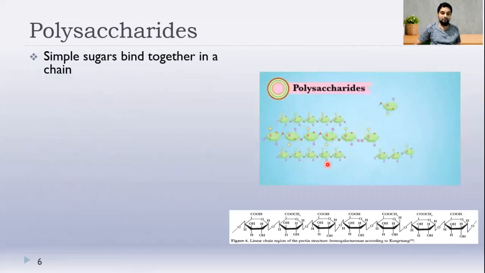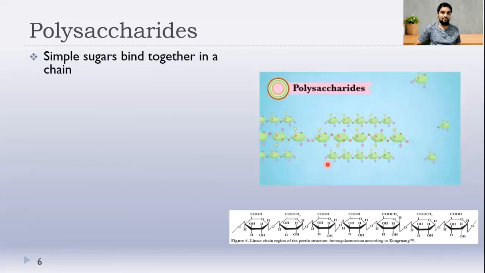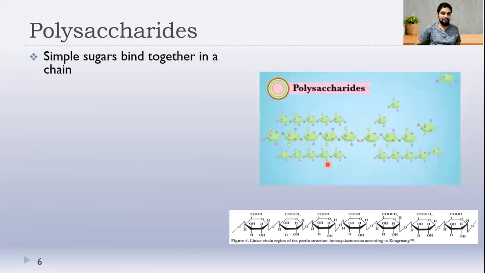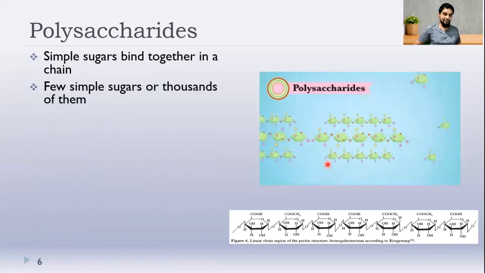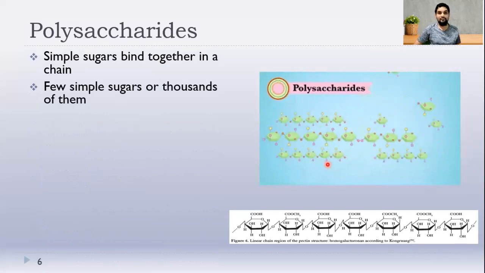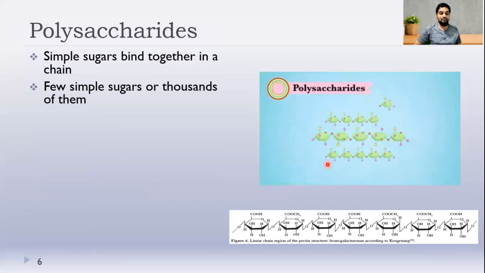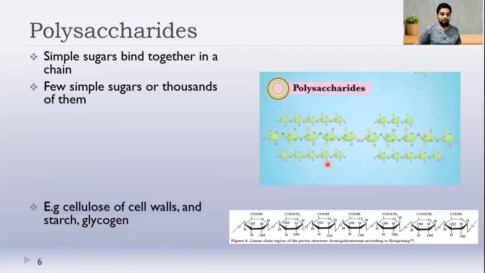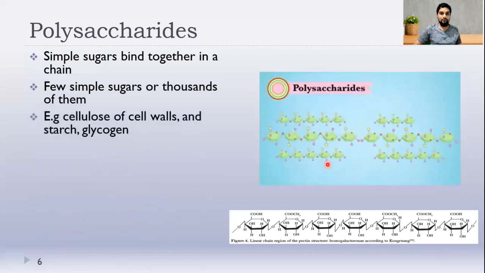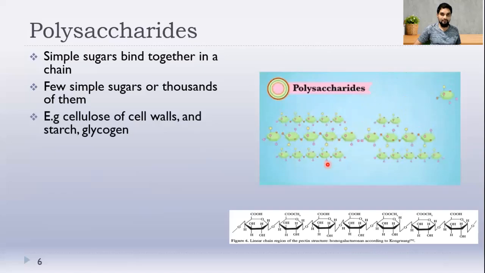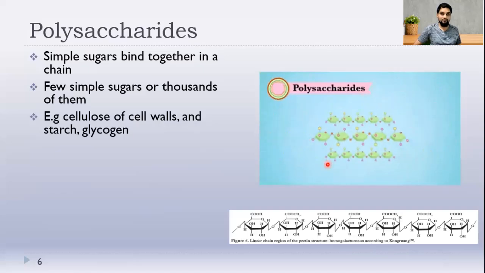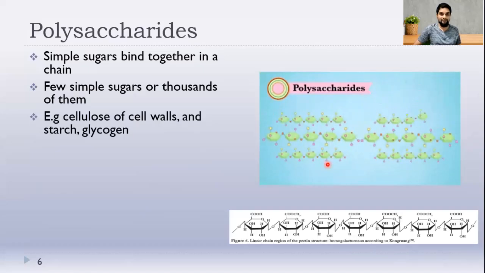These are simple sugars that are joined together and they form long chains. There might be a few sugars that are joined together, or it could be very long chains, and these chains can be thousands of simple sugars joining together. Examples of polysaccharides include cellulose, and cellulose is found in the cell wall of plants. So the structure of the cell wall consists of cellulose, which is a form of carbohydrate.